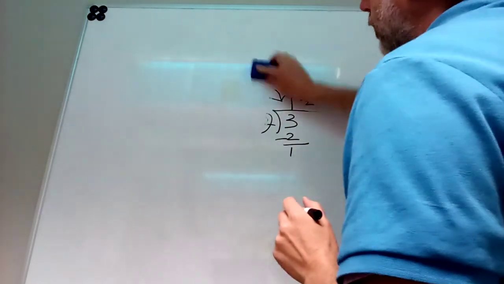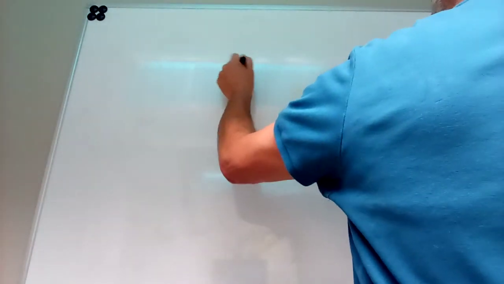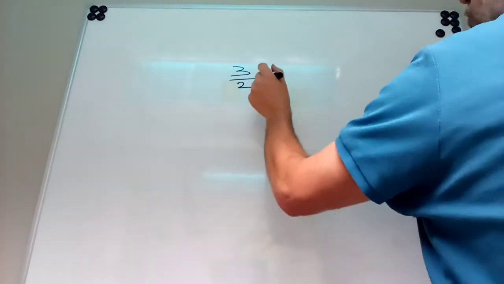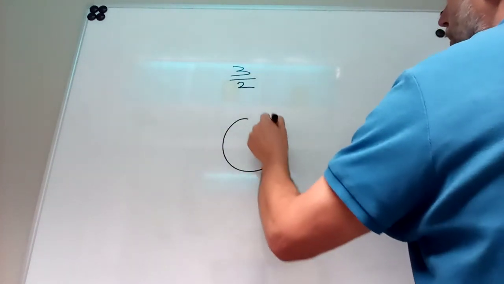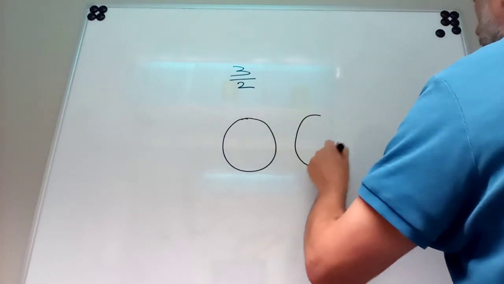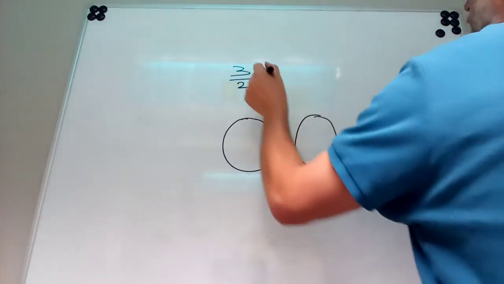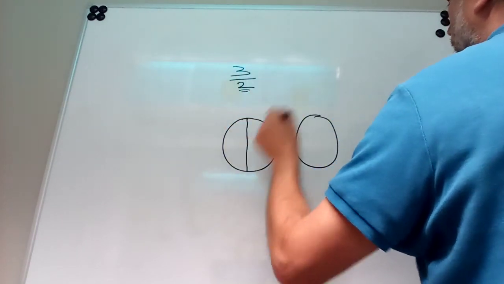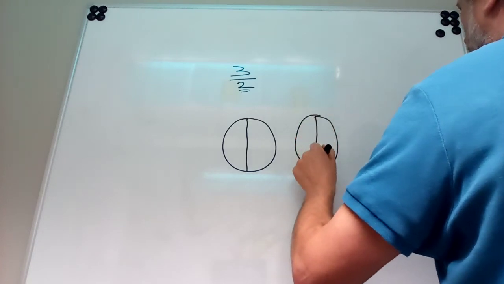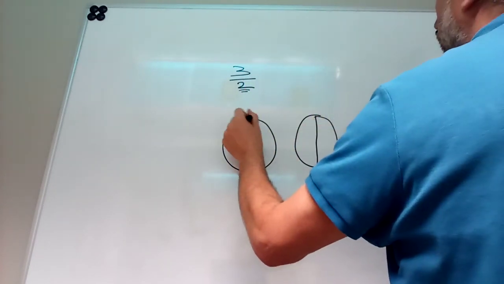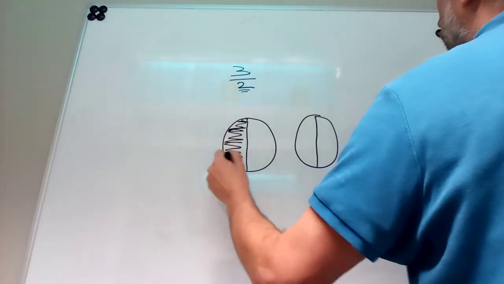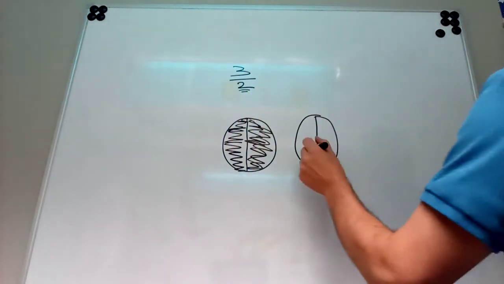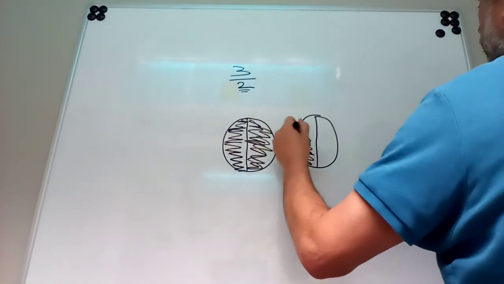So let's look at this example a little bit more here. So 3 halves, or 3 over 2. If I have 2 of something, let's go back to our pies again here. So there's our 2 pies. If I cut these 2 pies in half, and I want 3 halves. Well, I want this. I'm going to shade in that as 1 half. This is a half right here. And then I want another half, so I'm going to color in this half.